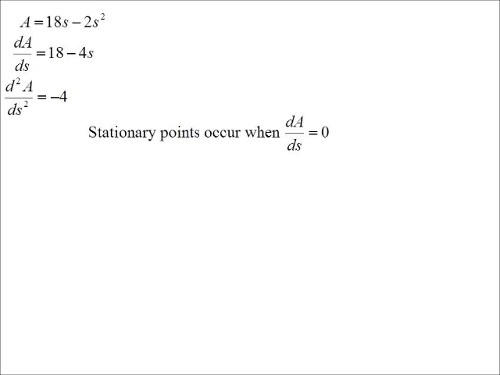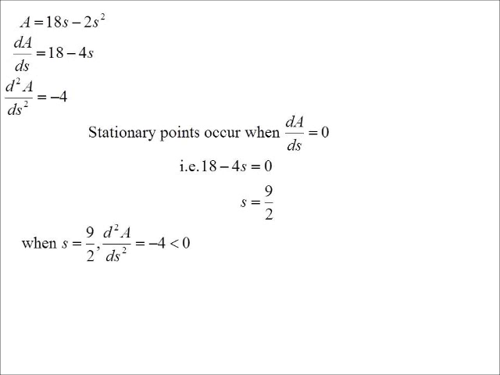So there's my formula. Let's differentiate it. I'm going to need the first derivative to find the stationary point. I'll also need the second derivative so I can prove it is a maximum or a minimum. Stationary points occur, in this case not dy/dx but dA/ds equals 0. Solving that, I've got s is 9 on 2. And when s is 9 on 2, the second derivative is negative 4.